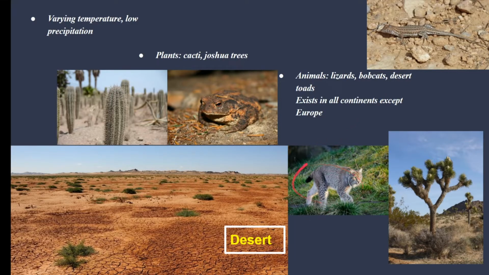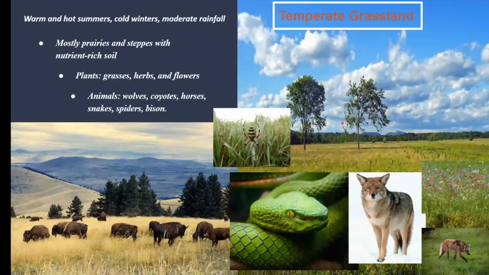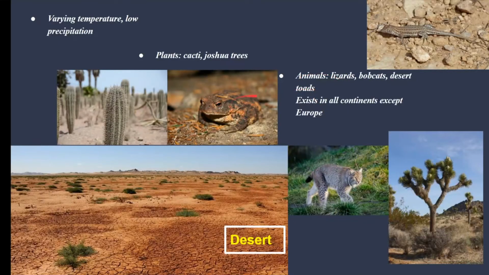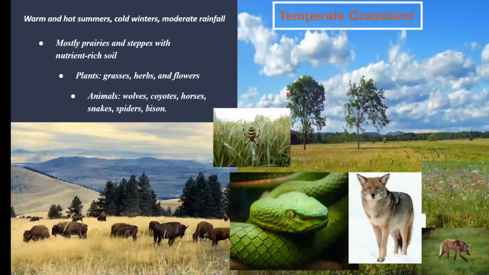Now, bobcats here can be seen both in desert and in cold biomes, but they're more common in cold biomes rather than desert. Also, one last thing, you must not mistake the desert toad for a frog. A desert toad can survive with much less water than a frog.